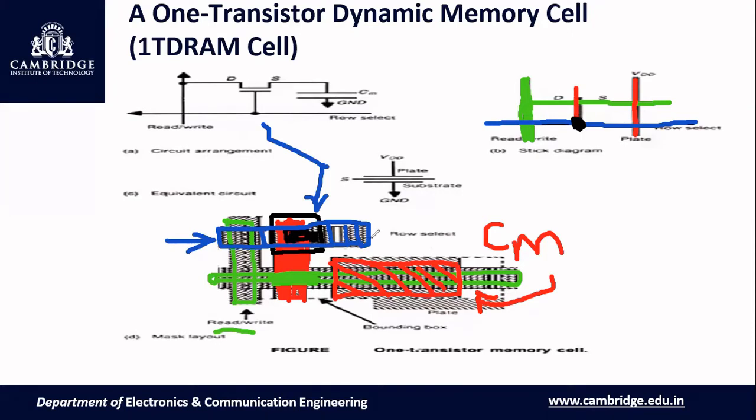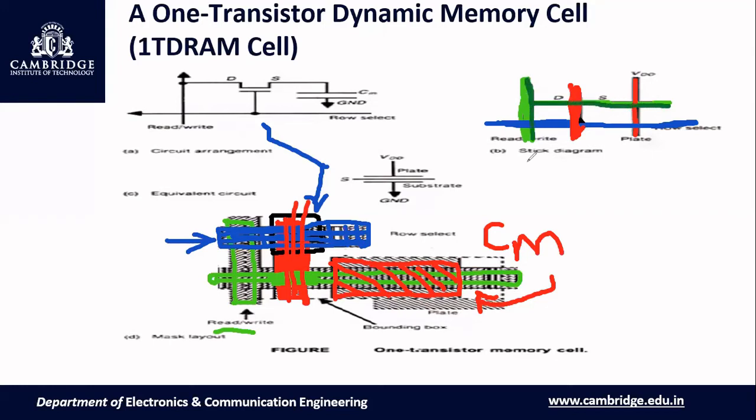You can see here there's nothing but row select, and this is nothing but row select. For row select we'll use metal, and a transistor is required. Here there is a poly, right? Here you just cross a poly. Fine. And diffusion is required. You can draw the diffusion.